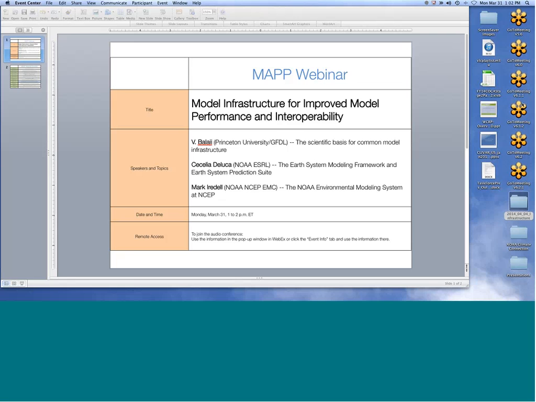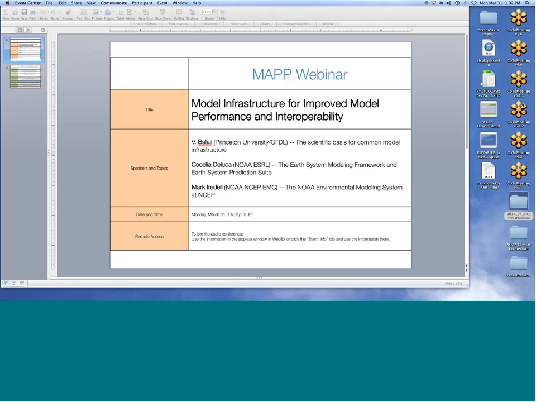And then we're going to hear from Cecilia DeLuca, who's out at NOAA Center, and she's going to discuss the Earth system modeling framework, ESMF, which is an infrastructure and software package used by modelers at multiple agencies and modeling centers, including NASA, NOAA, NCAR, Navy, and other centers. And then finally, we'll hear from Mark Iredell, who's at the NOAA NCEP Environmental Modeling Center, and he's going to discuss the NOAA Environmental Modeling System, otherwise known as NEMS, which is used as a software structure for operational models at NCEP.